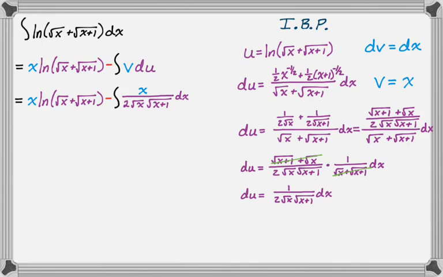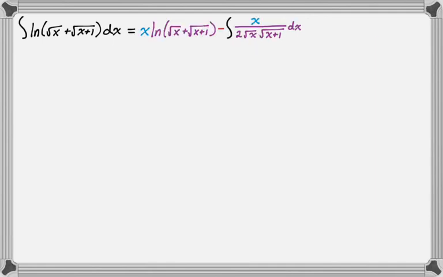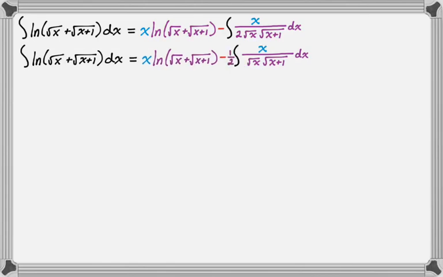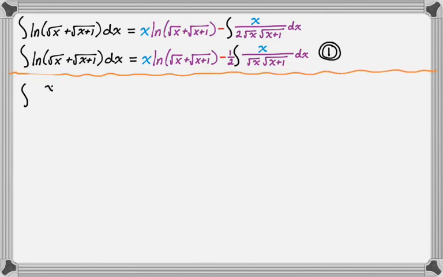So I'm going to copy some stuff over to a new page. This is what we have so far. I think it's probably better if we take that 1/2 out of the integral. So I'm actually just going to rewrite the whole thing, but you can see that integral at the end there I've taken 1/2 out of. All right, and I'm going to call this number 1 because we're going to come back to this, and we're going to evaluate this integral at the end here and do a lot of substitution. So our goal now is just to do that integral. We want to do the integral of x over root x plus 1 dx.